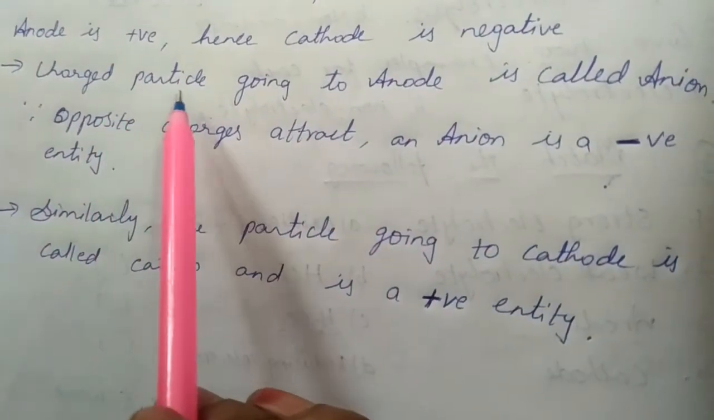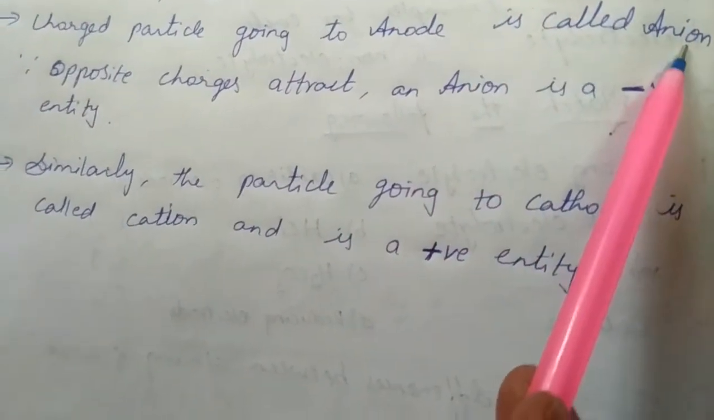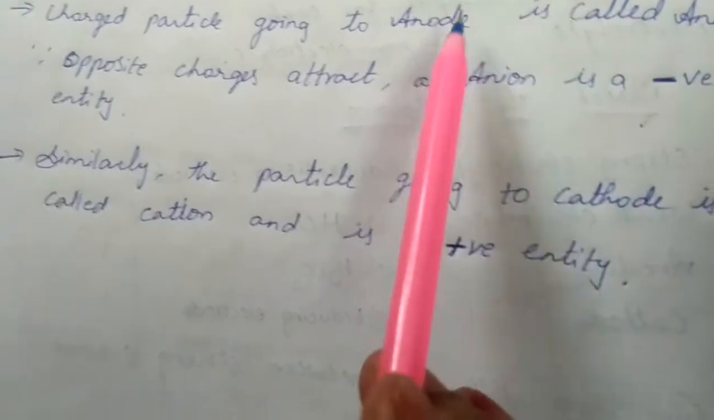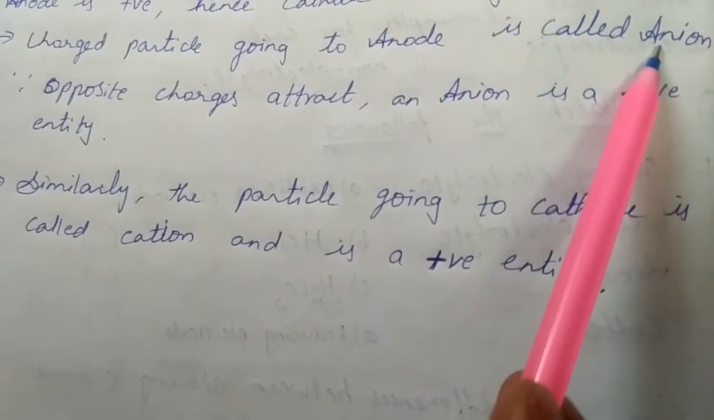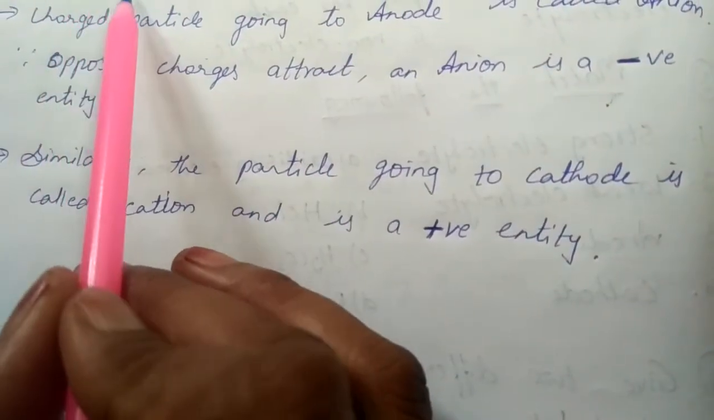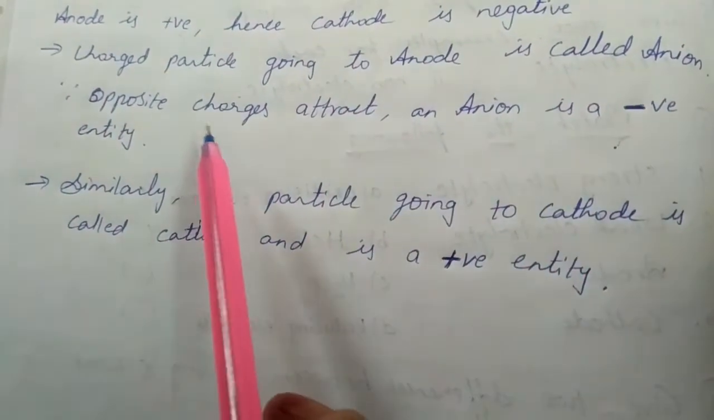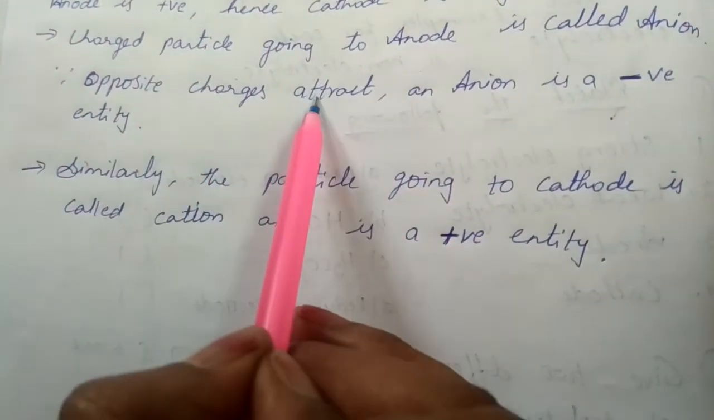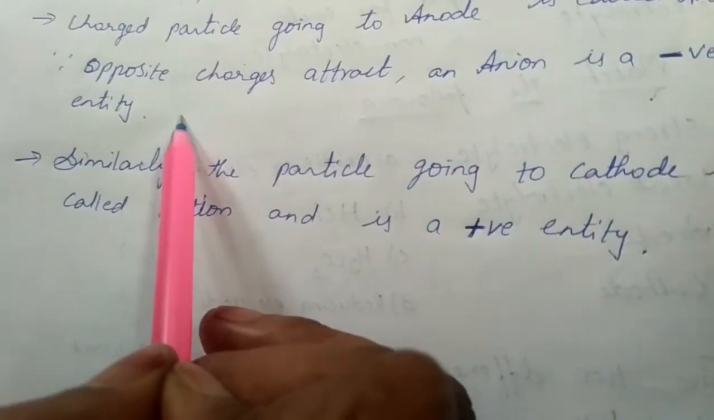And charged particles going to anode are called anions. The negatively charged particles will be moving towards the anode, and those ions are called anions. Opposite charges attract. As we have already discussed, anode is positive, that's why the negative ions will be moving towards the anode. So anion is a negative entity.